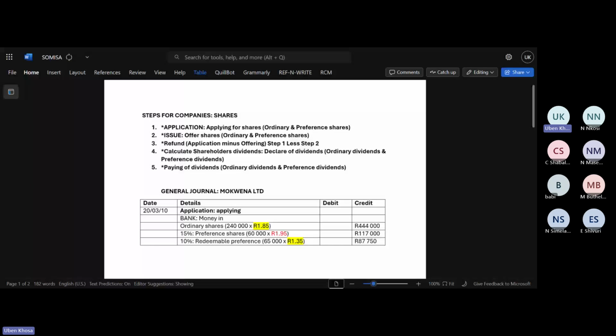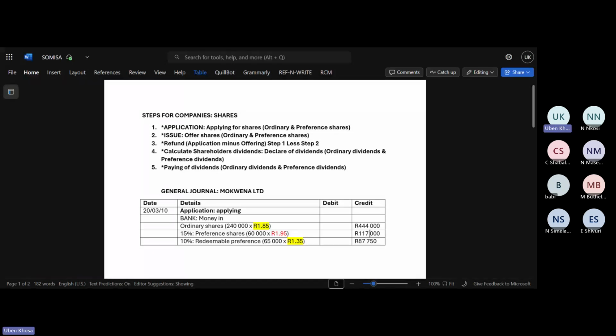Let's move to the last one. Redeemable preference shares. They applied for how many? 65,000. Yes. Multiplied by 1,35. In value, they applied for shares worth how much? 87,750. I'm sure we are all fine.